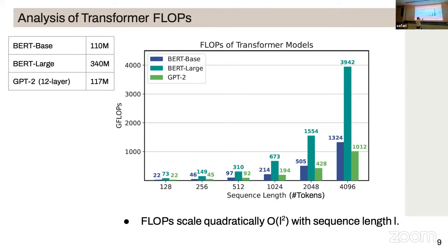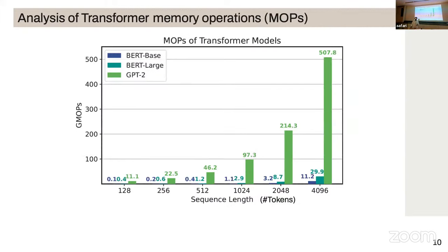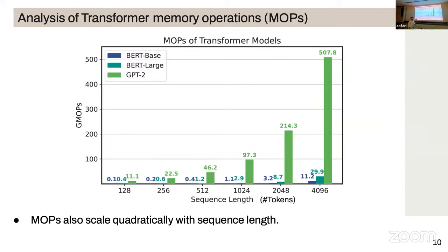Notice also that the blue and light green are models of similar size. So the number of flops in the BERT and GPT style are similar for similar styled models. And if you increase the size of the model, you get more flops. That's the BERT large. But there's also another thing we need to investigate, and that is the amount of memory operations involved. So we call that MOPs. A single MOP is a retrieval of a byte from memory. So now we look at, if we increase sequence length, how many MOPs are involved? And we see again that they also scale quadratically with sequence length.